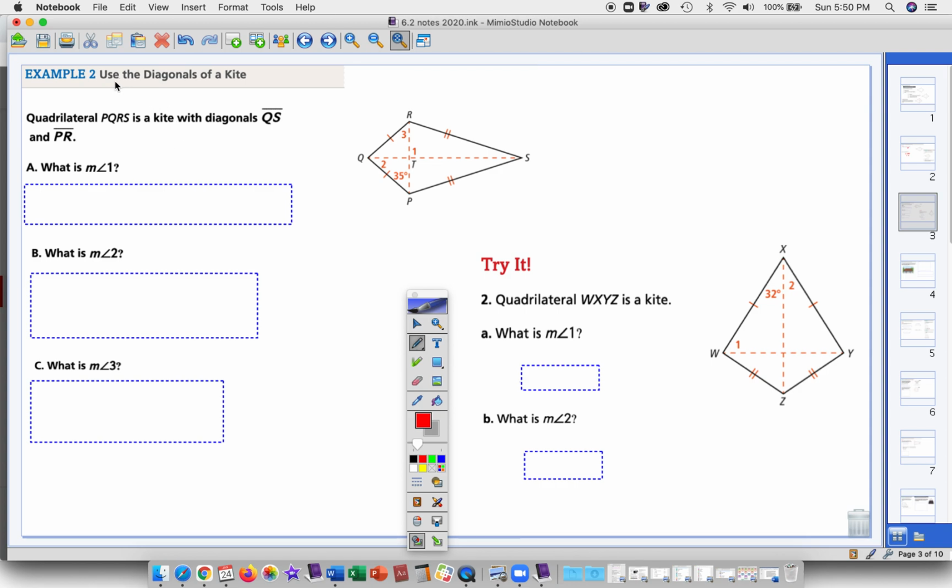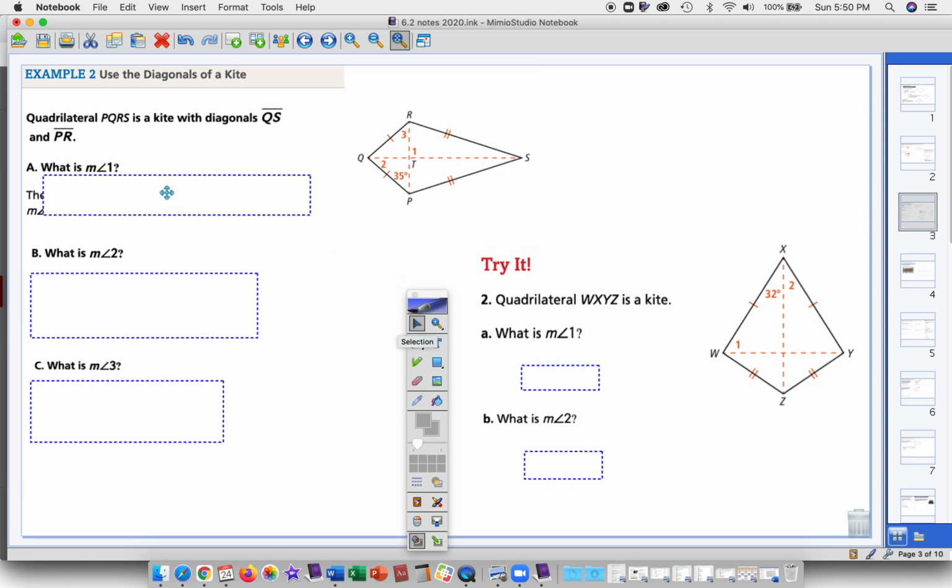In example 2, we're going to use the diagonals of the kite to answer some questions about the angles. So pause the video, go through and try these problems. When you're done, come back and we'll compare solutions. Okay, let's see how you did.